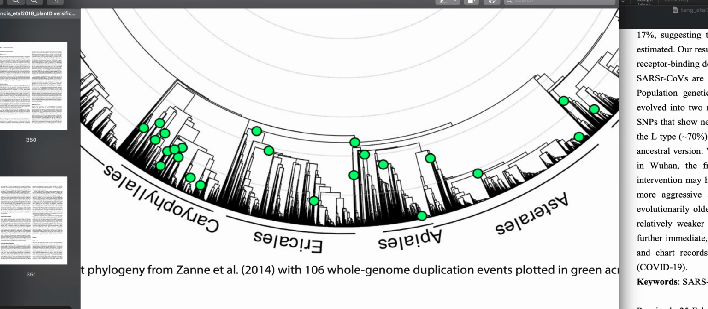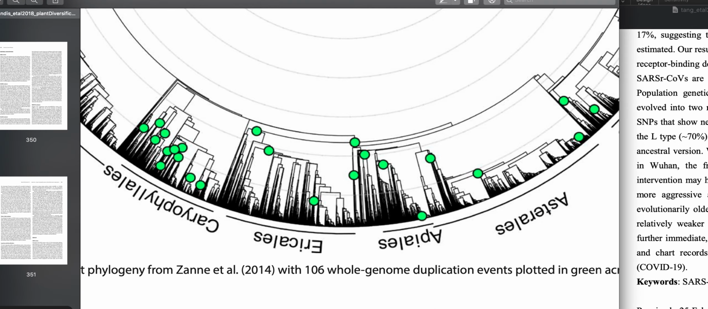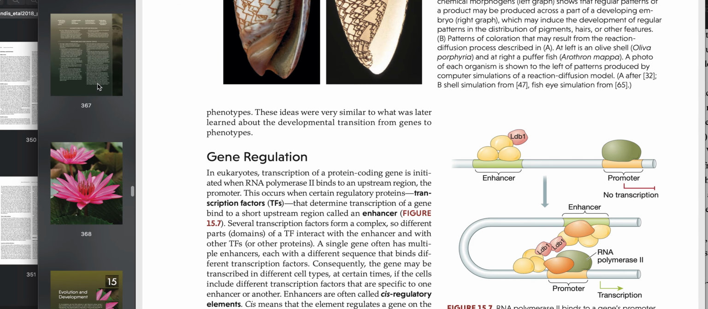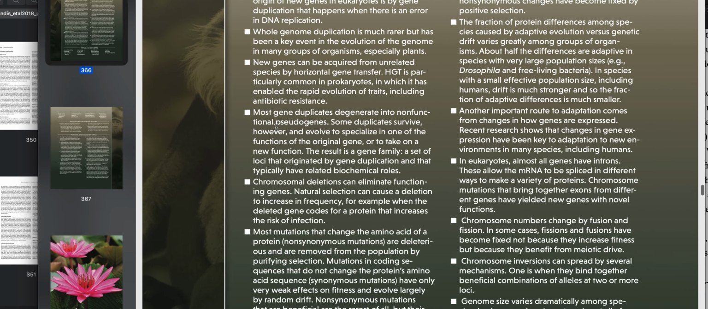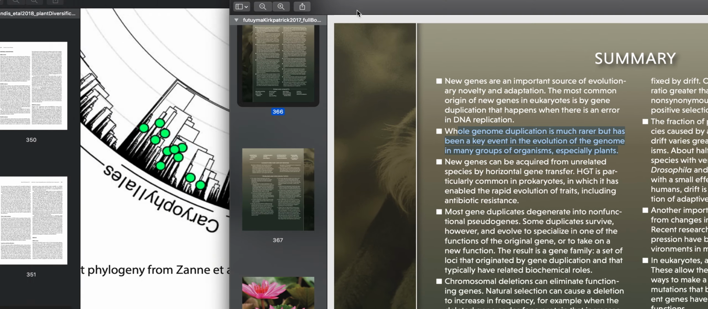Now the usual party line is that there's not as many of these in animals. Yeah, I think actually it even says it right here-ish. Whole genome duplication is much rarer, but has been a key event in the evolution of genome in many groups, especially plants. So as of 2017, whole genome duplication events are thought to be somewhat rare, but important for some groups of organisms.